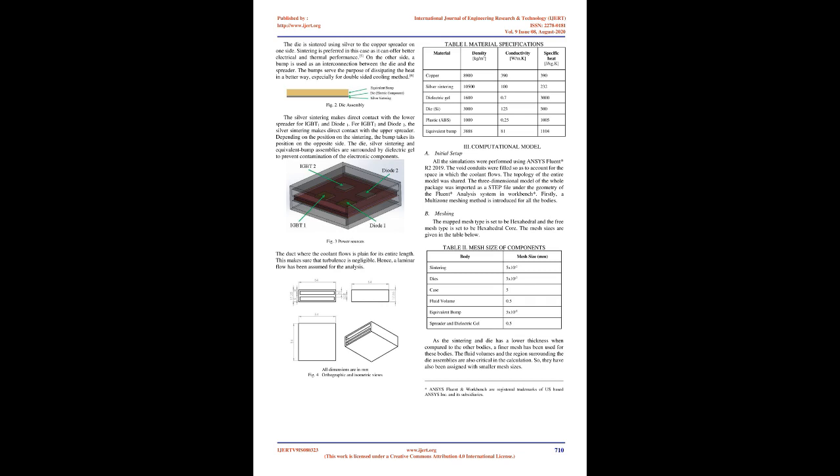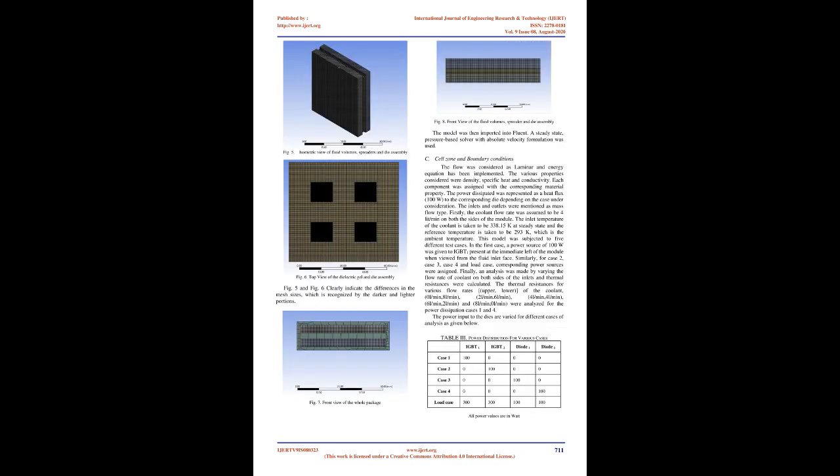3. Computational model. A. Initial setup. All the simulations were performed using ANSYS Fluent R2 2019. The void conduits were filled so as to account for the space in which the coolant flows. The topology of the entire model was shared. The three-dimensional model of the whole package was imported as a STEP file under the geometry of the Fluent analysis system in Workbench. Firstly, a multi-zone meshing method is introduced for all the bodies.